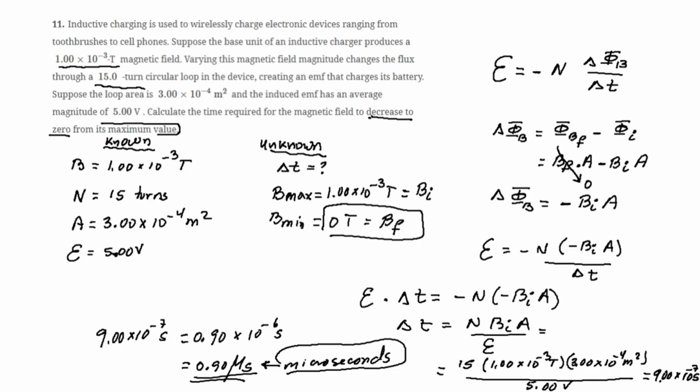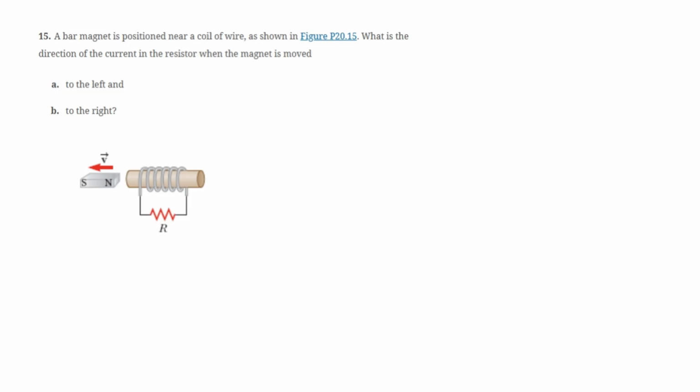Let's see this other problem, which is super, super interesting also. It's basically again about the current induced when you move a magnet. So look at this problem, which is really interesting. They say, if a magnet is positioned near a coil of wire, as is just shown below, what is the direction of the current in the resistor when the magnet is moving?